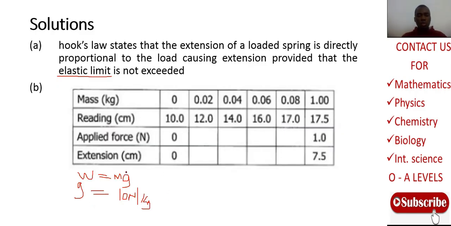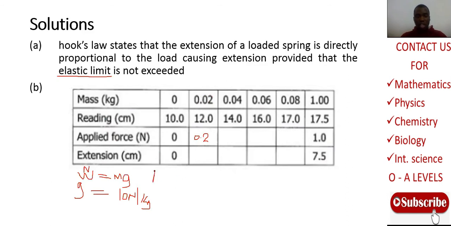So if we want to convert from mass to Newton, we are simply going to multiply these kgs by 10 so that we have our value. Multiplying 0.02 by 10, we are going to have 0.2 newtons. Okay, so using this formula, let me just give an example of the first one.